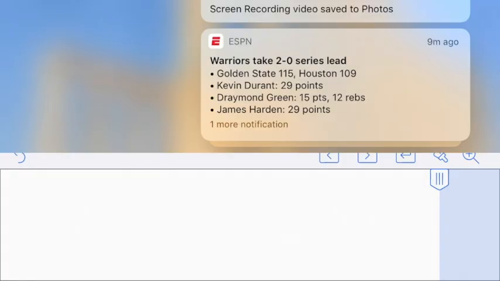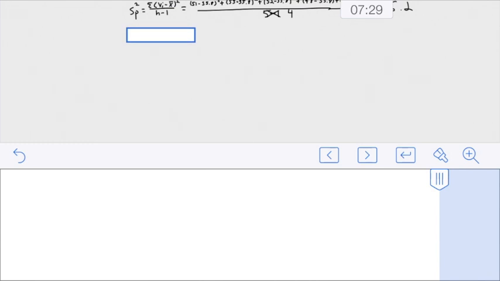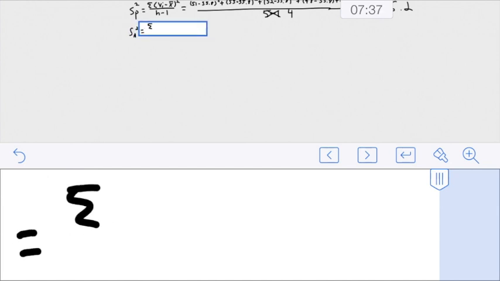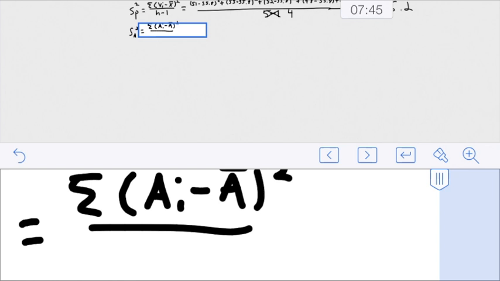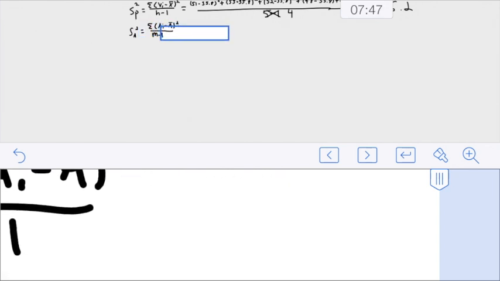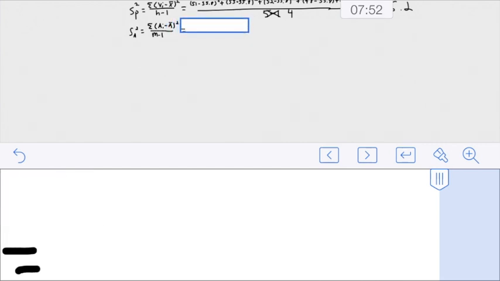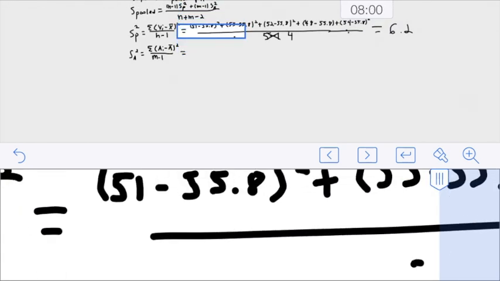So then we must find our standard deviation for the African cheetah squared. So that is equal to the sum of ai minus a bar squared over m minus 1. And remember, m is the number of trials for the African cheetah. So that is equal to, I apologize, I messed up here. This is a 54 up here.